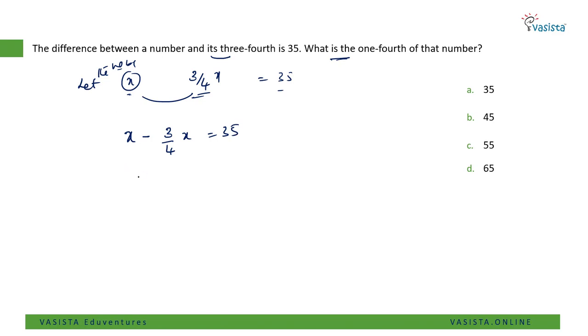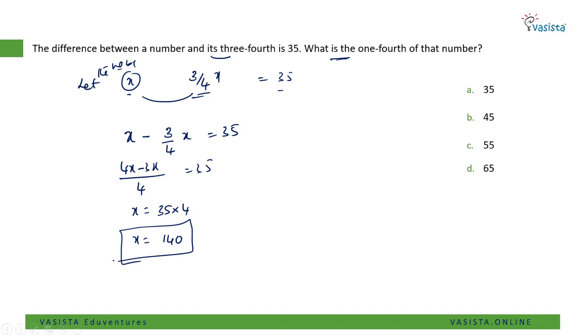Take the LCM here. So 4x minus 3x is equal to 35 into 4, that is x is equal to 35 into 4, x is equal to 140. Right. So what do we need to find? We need to find 1/4 of it, right?